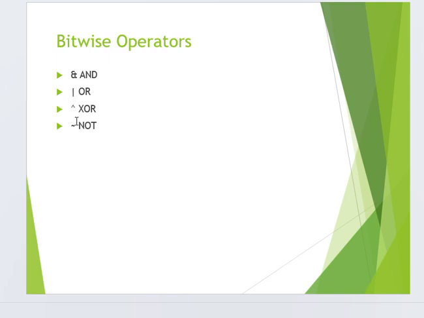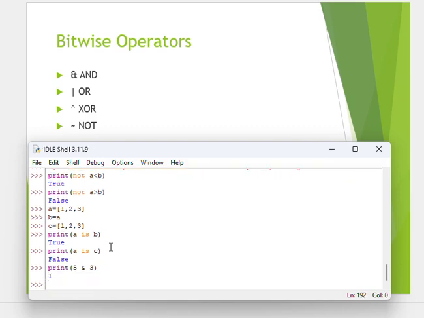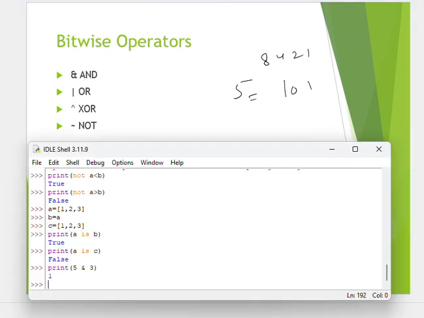So one is AND, OR, exclusive OR, and NOT. Let's try a few. If I say print 5 and 3, it is going to give you 1. The reason being, let me show how to represent 5. We know that 5 is represented using 1, 0, 1. You remember 1, 2, 4, 8, which we did in the binary number system. So 1, 0, 1 is 5, and let me show why this gives 1.